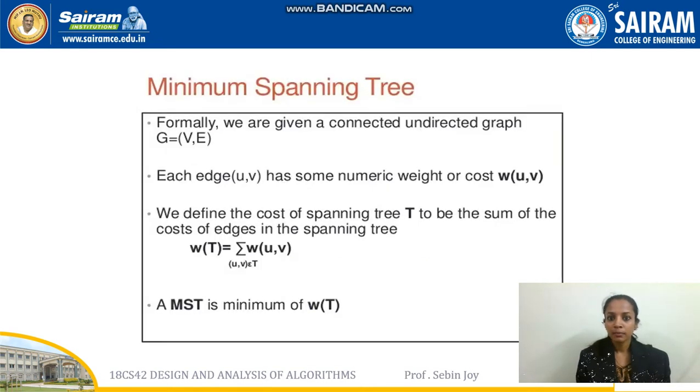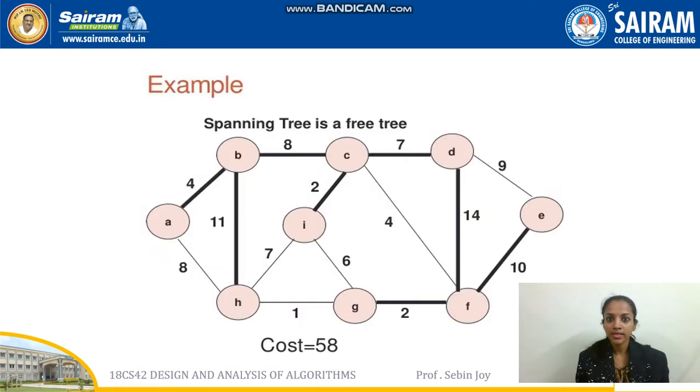So as I told you before, a minimum spanning tree is a tree of a graph, a subgraph, which includes all the vertices in the graph, and the cost of all the edges added together will be the minimum. So that is the minimum spanning tree. This is an example of a graph which is given, and here we will get n number of spanning trees.